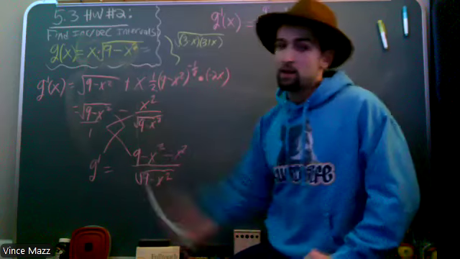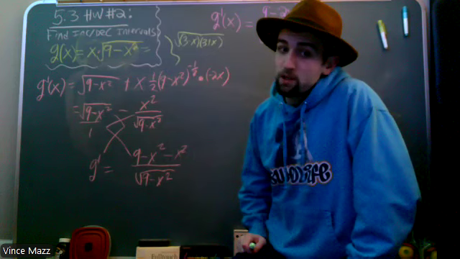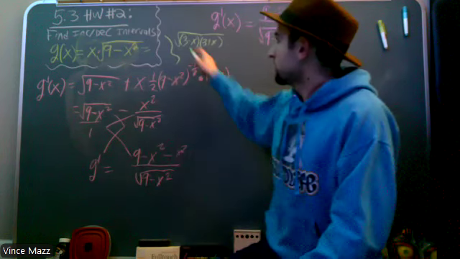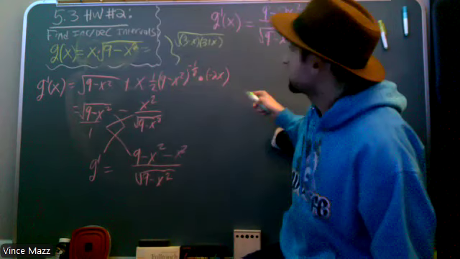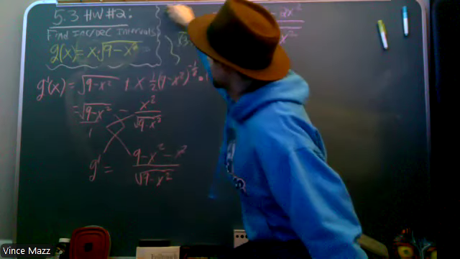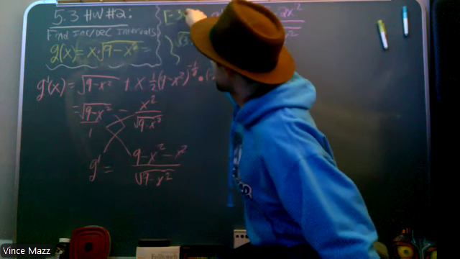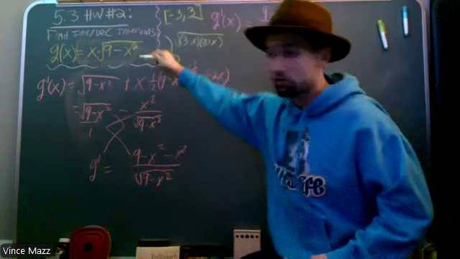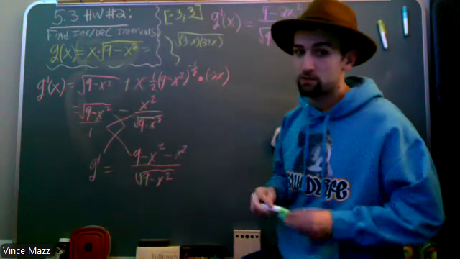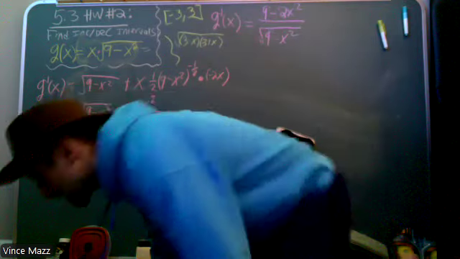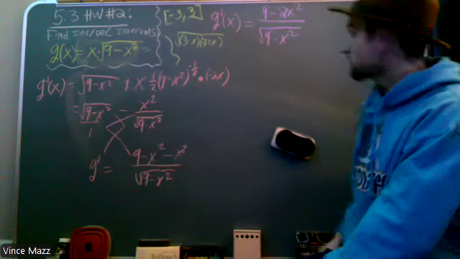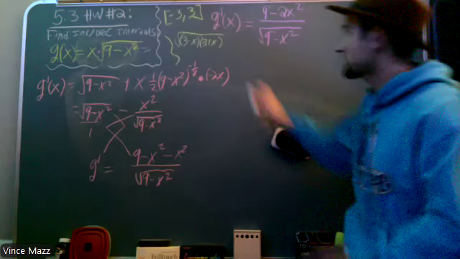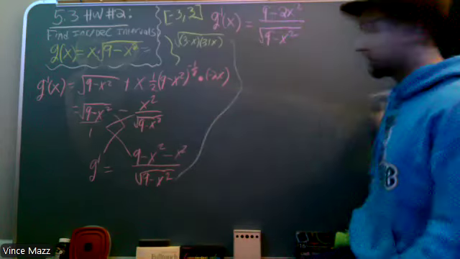For example, 9 minus a big number might be negative, and you can't have negatives in the square root. So you simply see that your domain for this function is actually [-3, 3]. That's the domain of that original function, not the derivative, but the original. So that being said, let's set up our intervals now for the sign checking.